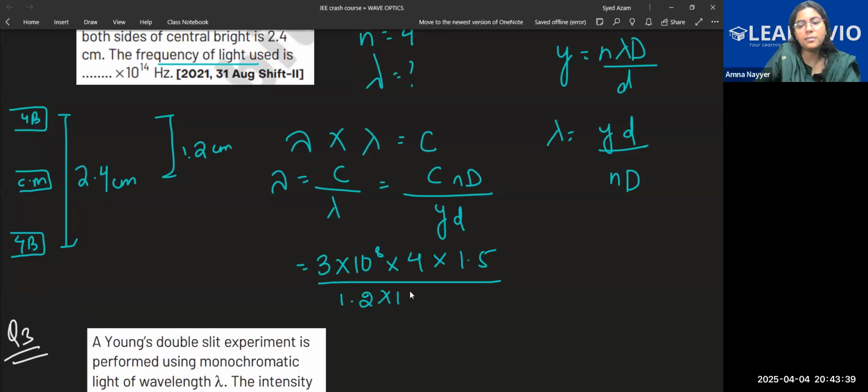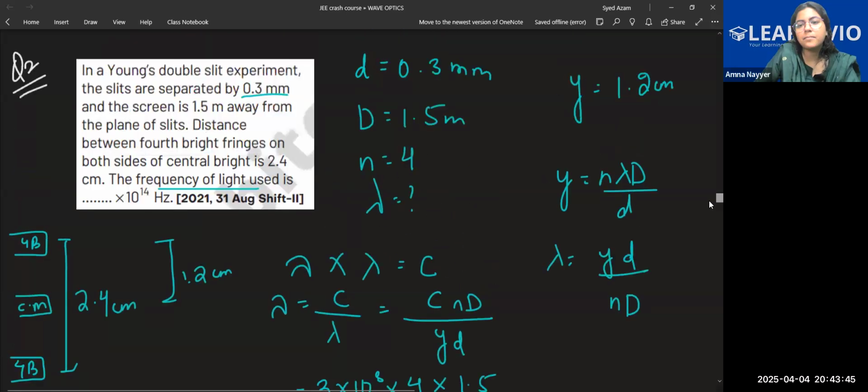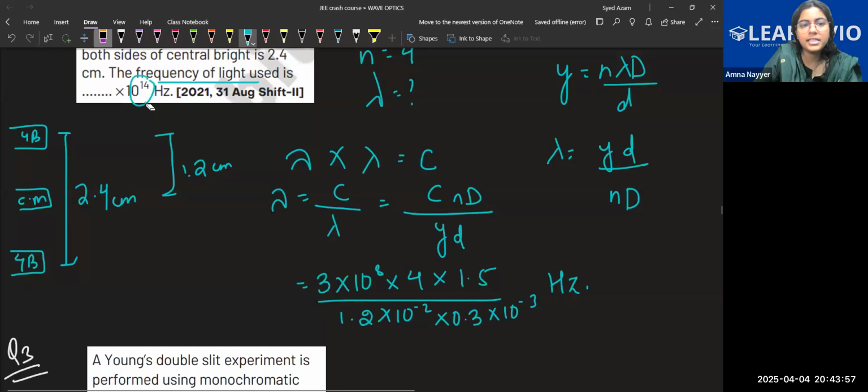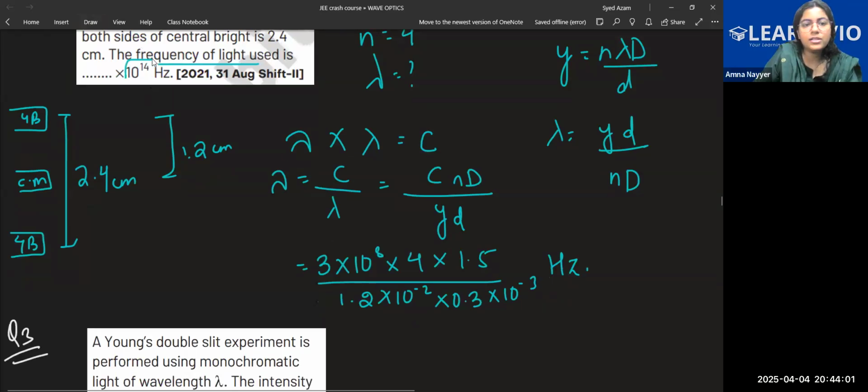So 10 to the power minus 2. And what is small d given? 0.3 millimeter. 0.3 into 10 to the power minus 3. Whatever answer you get, this will be in hertz. But remember to extract 10 to the power 14 separately. In the question, 10 to the power 14 is separated out. So the rest of the term that will be left, you have to write. Write it, then we'll discuss one more question.